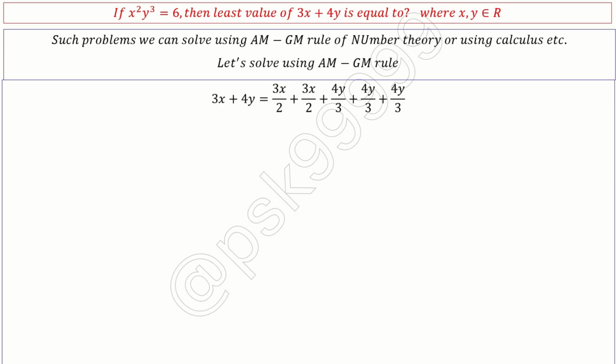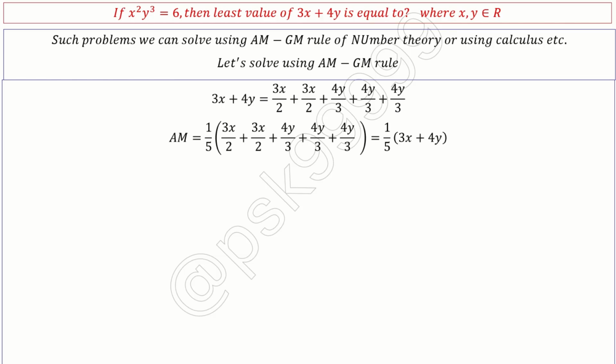value for x square into y cube. How do I get x square? If I multiply these 5 terms, I get an x square term and a y cube term. So x has to be divided by 2 and summed up, and the y term should be divided by 3 and summed up. That's why I chose this way. Now I know this is my expression 3x plus 4y.